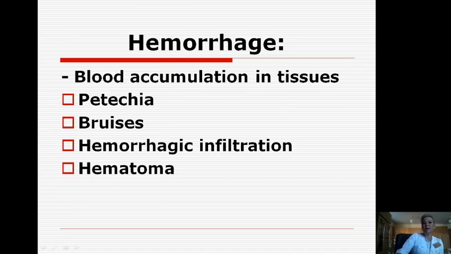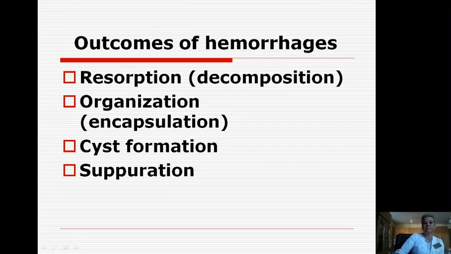Hemorrhage. What is hemorrhage? It is blood accumulation in the tissues. As example of hemorrhages, petechia, small hemorrhages as a result of diapedesis. Bruises under the skin, we see formation of hemorrhage. Hemorrhagic infiltration without destruction of tissue in zone of hemorrhage, and hematoma with destruction of cells in zone of hemorrhage.